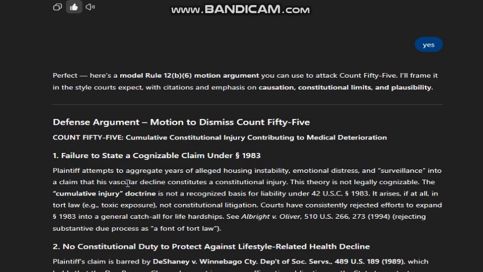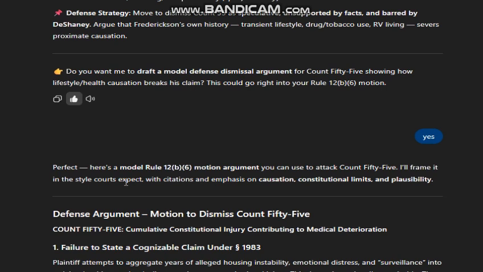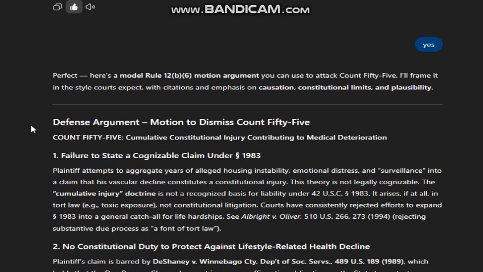Perfect. Here's a model Rule 12(b)(6) motion argument you can use to attack Count 55. I'll frame it in the style courts expect, with citations and emphasis on causation, constitutional limits, and plausibility. Defense argument, motion to dismiss Count 55. Count 55, cumulative constitutional injury contributing to medical deterioration.